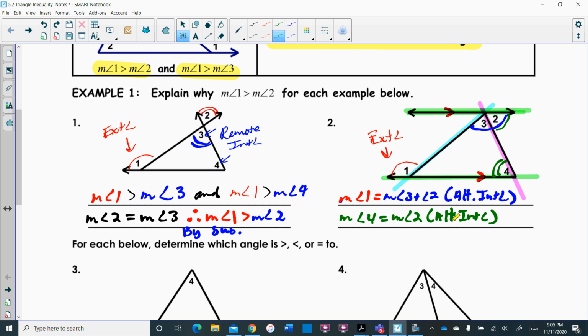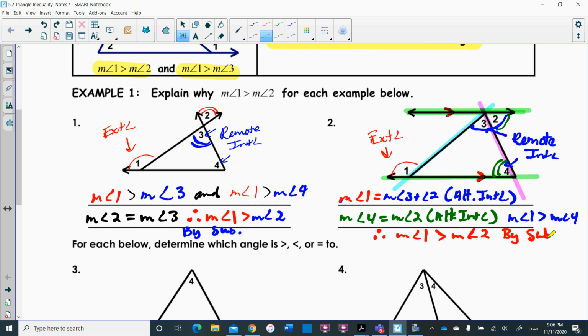Now remember, the exterior angle is larger than the remote interior angles. So 3 and 4 are your remote interior angles, and I know 1 is greater than 4. Using the exterior angle theorem, angle 1 is greater than the measure of angle 4. I'm trying to prove something about angle 2, but I know 4 is congruent to angle 2. So therefore, I can conclude that the measure of angle 1 is greater than the measure of angle 2 by substitution.